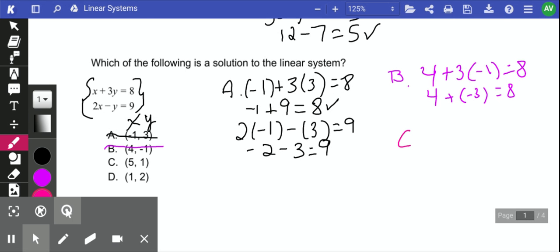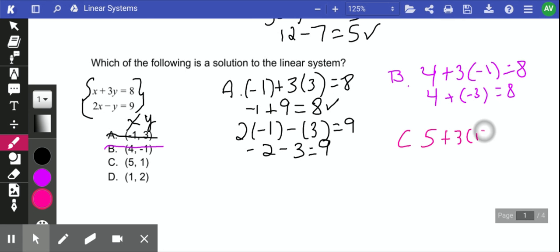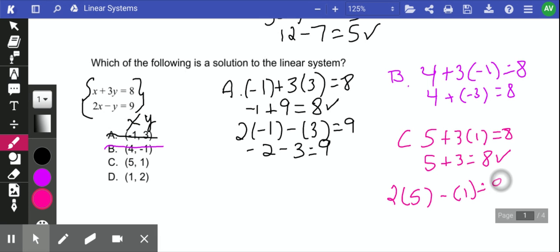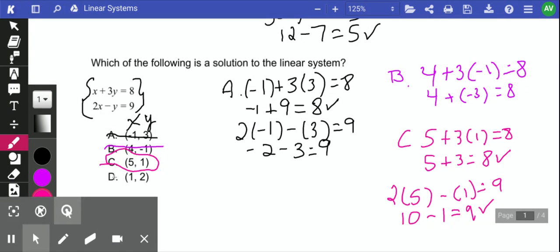Let's try C. So for choice C, x is 5 and y is 3. So plugging into the first equation, 5 plus 3 times 1 equals 8, or 5 plus 3 equals 8. Hey, that checks out. Maybe C. Let's try the second equation. 2 times 5 minus 1 equals 9. So 10 minus 1 equals 9. Hey, that's true. So C is the answer. And once you get your answer, you don't need to check D. That's all set.